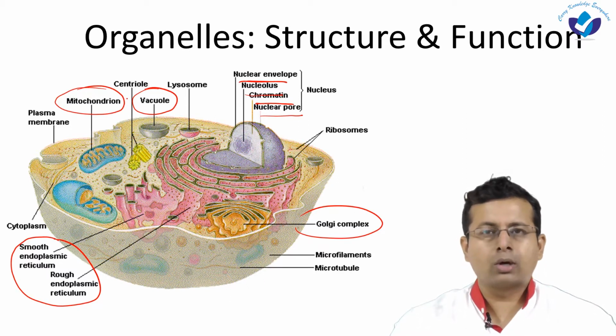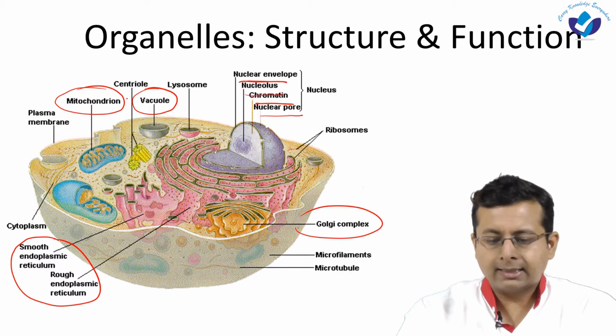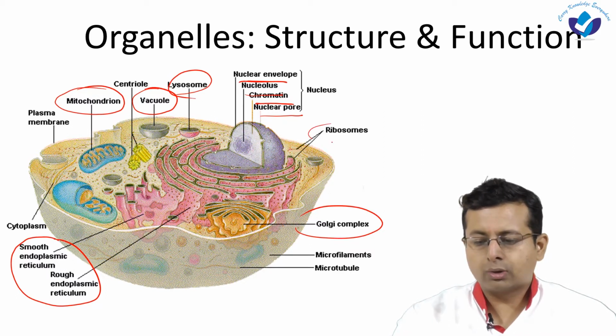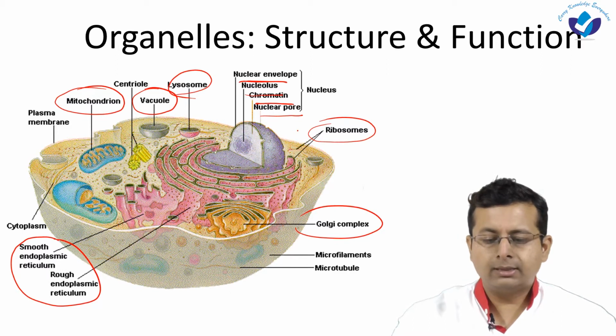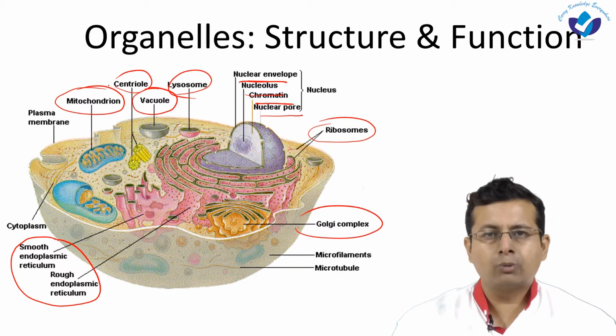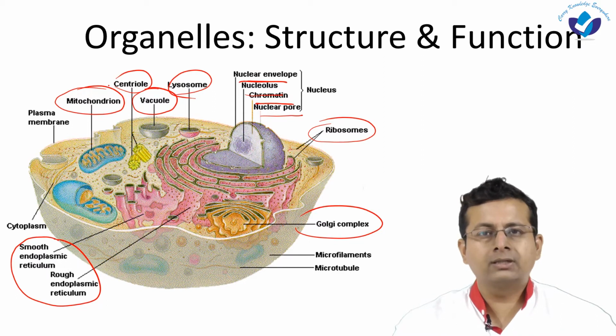Apart from that, there are small organelles, but they do have their own distinct function, like the lysosome. Apart from the lysosome, there is the ribosome, and then there are microtubules, microfilaments, and the centriole. All these are very small components present inside the cell, but they do have definite functions assigned to them.